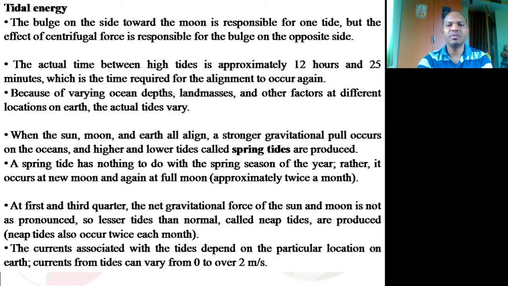Now, when the water is above the mean level, it is called a flood tide, and when the level is below the mean level, we call it an ebb tide. So when it is above the sea level, we call it a flood tide, and when it is below, we call it an ebb tide. Tidal energy harnessing is also sometimes called this. Both ebb and flood tides can be used to produce electrical power, which is known as tidal power.